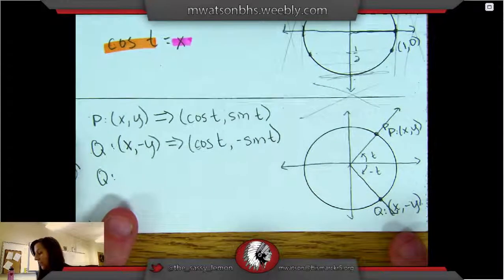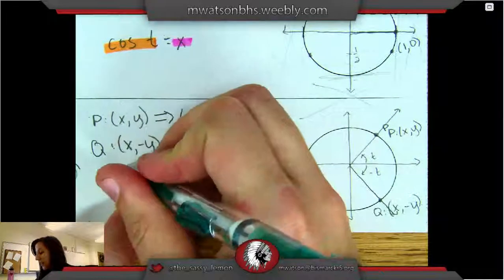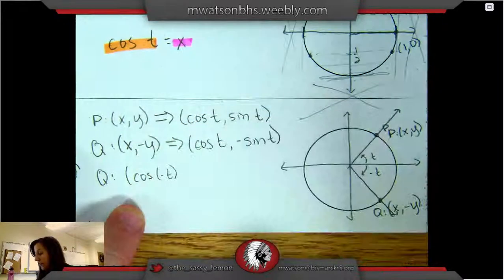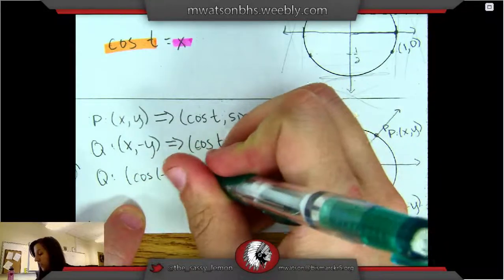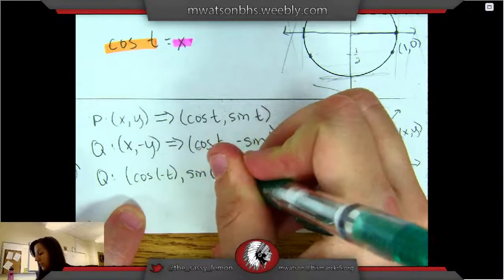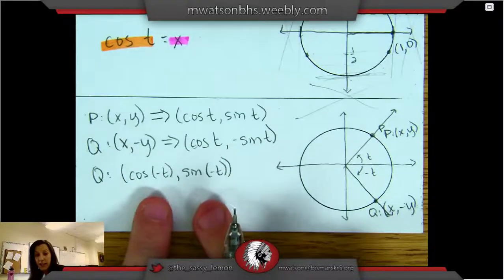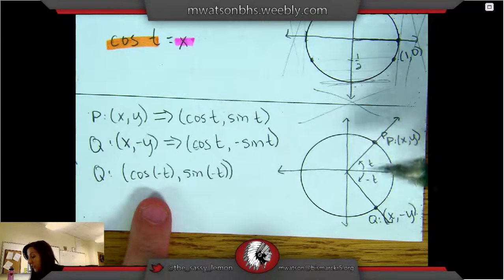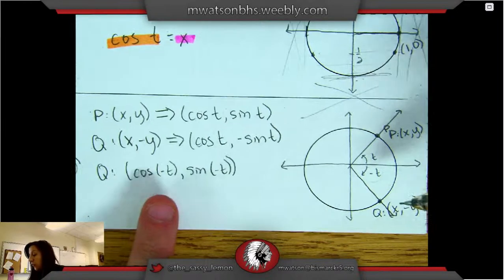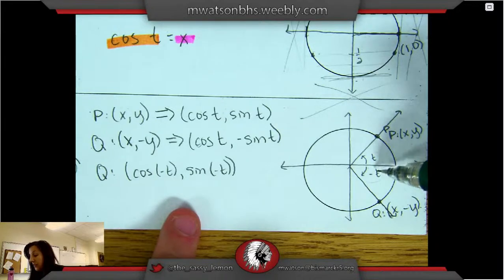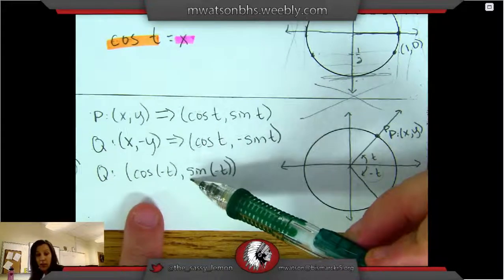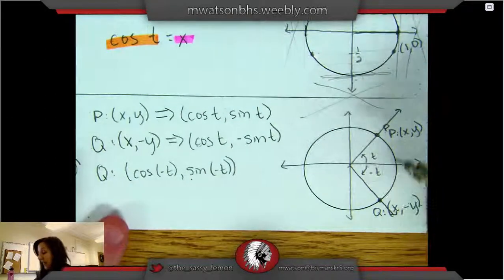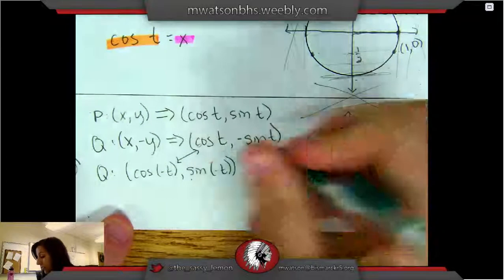So what I mean by that is instead, this time, we're going to write it as cosine of negative t, comma, sine of negative t. We can also write it like this because the x-coordinate is cosine of your angle and your y-coordinate is sine of your angle. So this is another way of writing Q, so we can write it three different ways. They're all equivalent. What that tells us is that these two are equivalent and these two are equivalent.